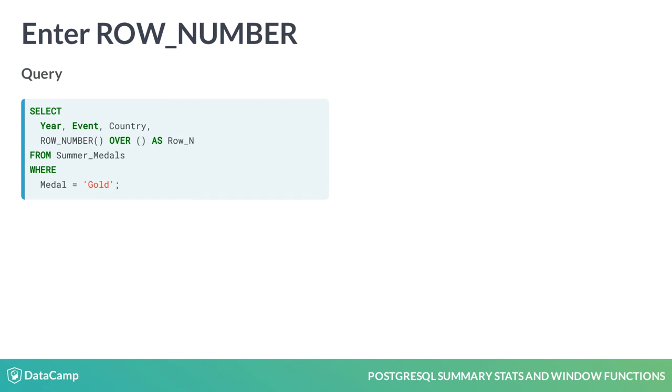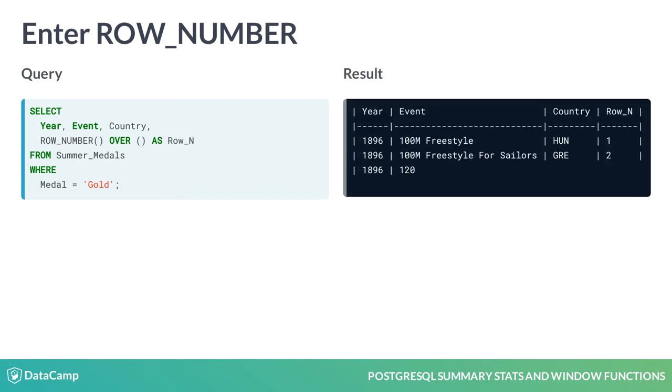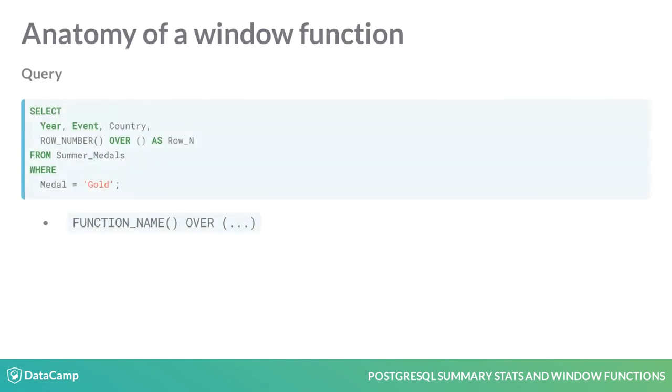Enter row number. Row number assigns a number to each row. The over clause indicates that it's a window function. In this query, row number simply adds a column with each row's number or index.